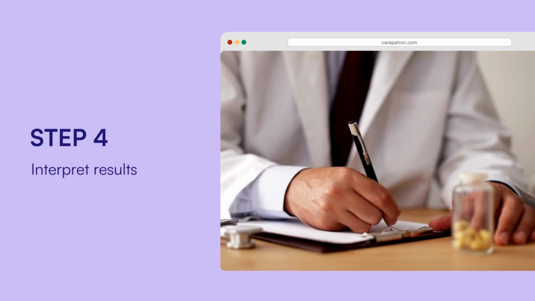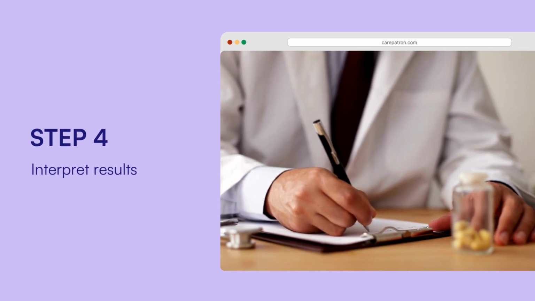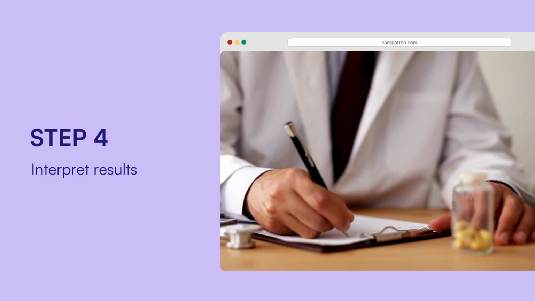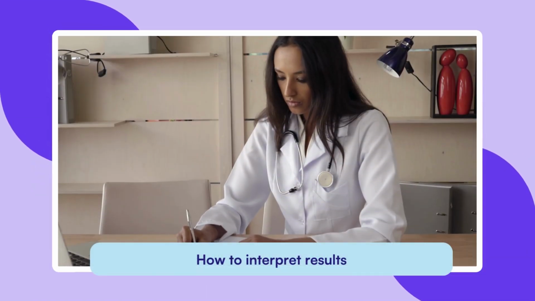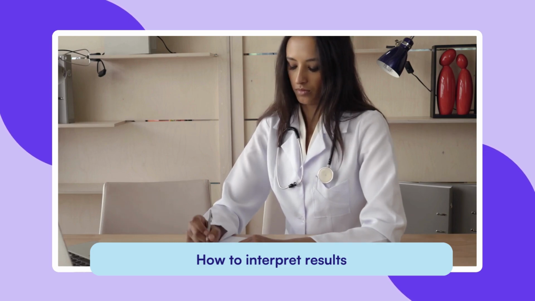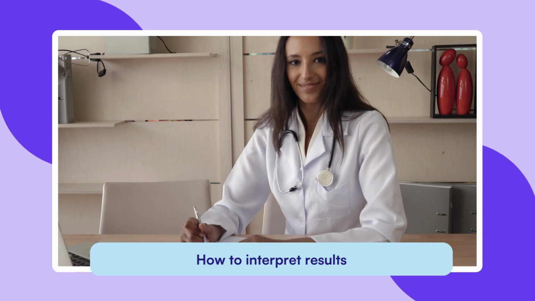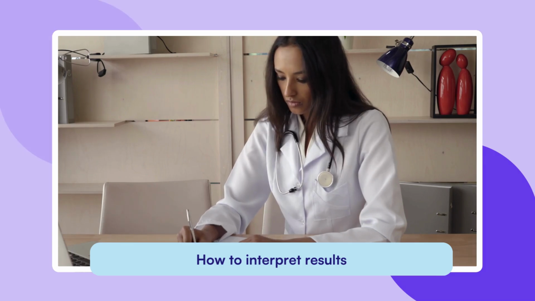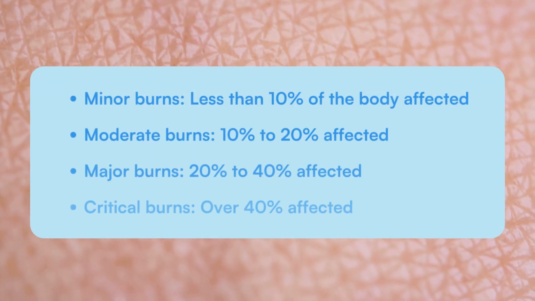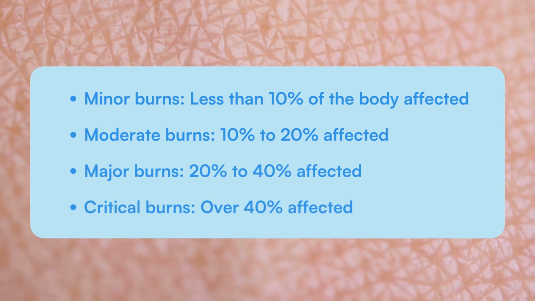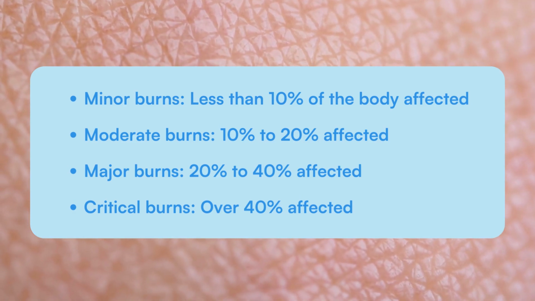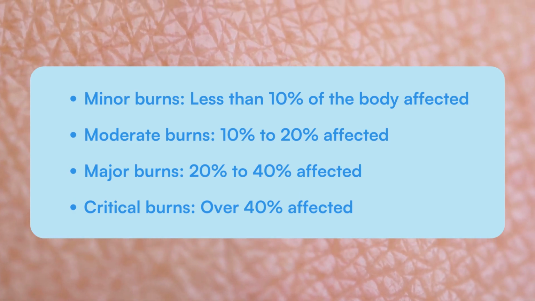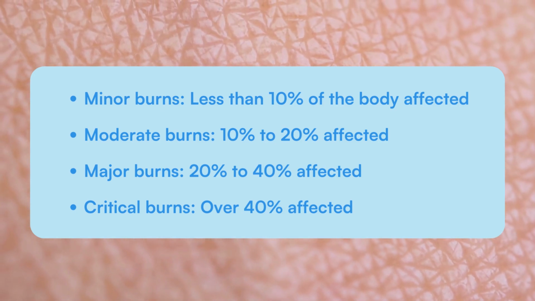When using our free burn percentage chart template, the information gained is crucial for assessing burn severity, guiding treatment decisions, and communicating the extent of burn injury among healthcare providers. Here's a breakdown of how to interpret the results from the burn percentage chart template. The total body surface area burned, calculated using the burn percentage chart template, serves as a primary indicator of burn severity. Generally, burn patients are categorized as follows: minor burns, less than 10% body surface area burned; moderate burns, 10 to 20% body surface area burned; major burns, 20% to 40% body surface area burned; and critical burns, over 40% body surface area burned. The chart is useful for thermal, electrical, and chemical burns.